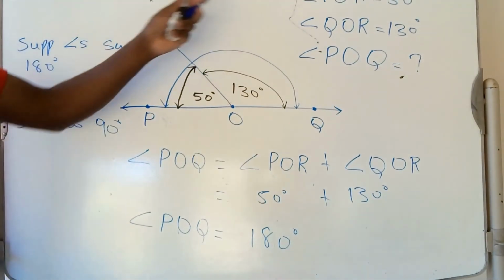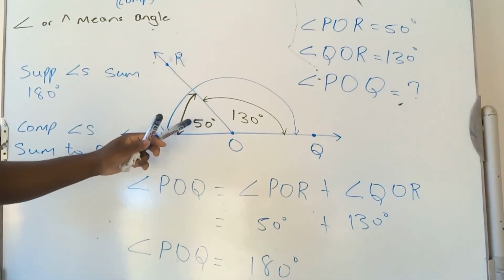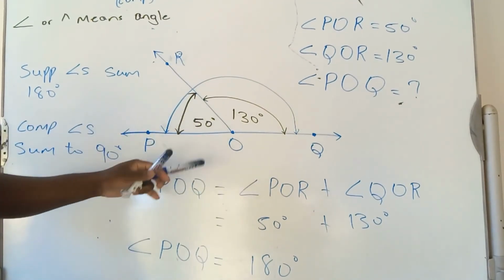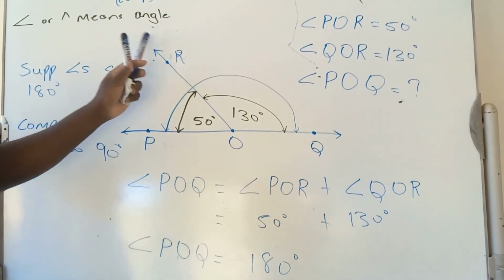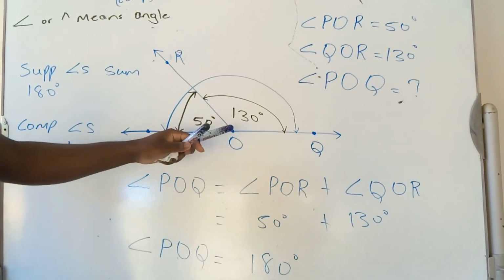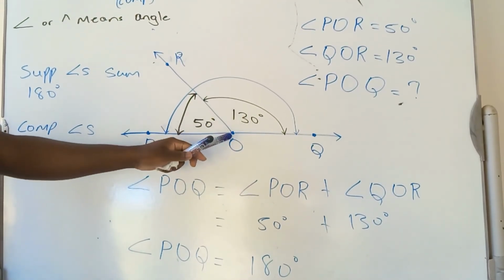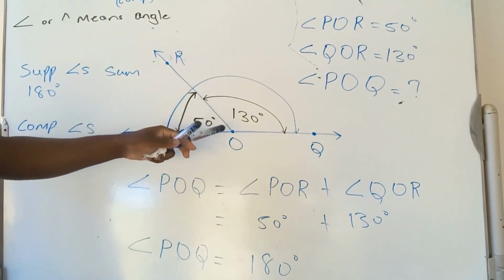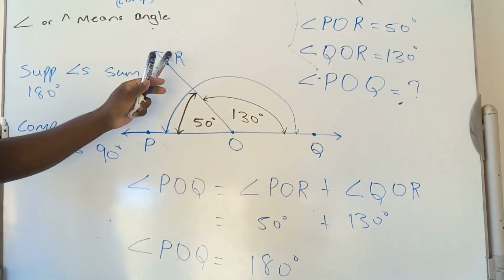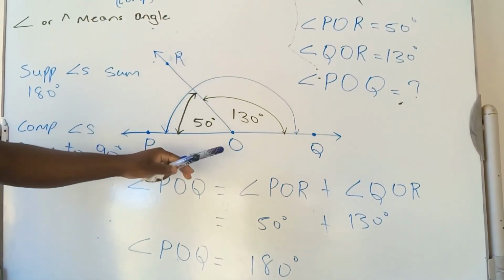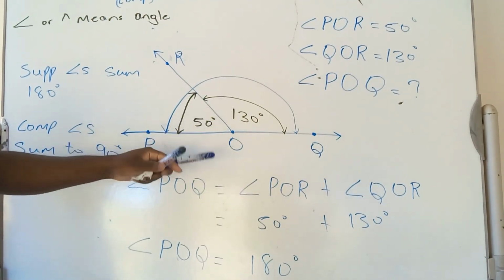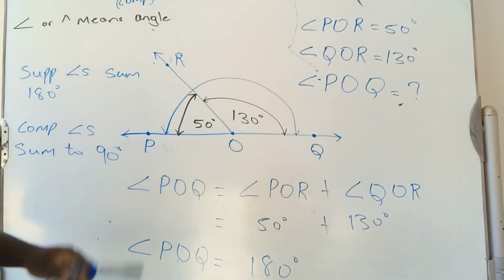And note on this diagram too that we have adjacent angles as well. Anytime you have two angles that share a common vertex, which is O in this case, and a common arm or side, which is OR in this case, we say that these two angles are adjacent.